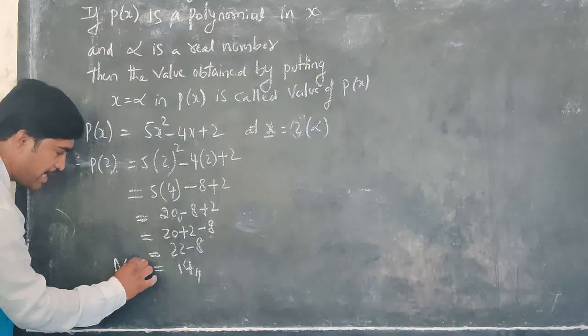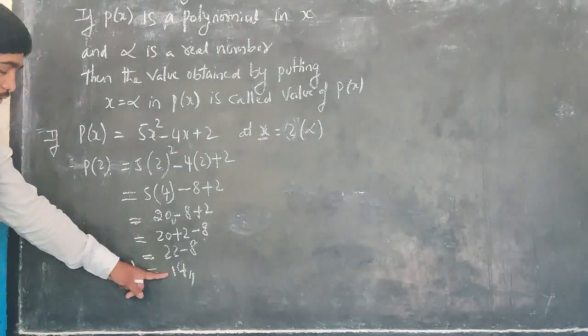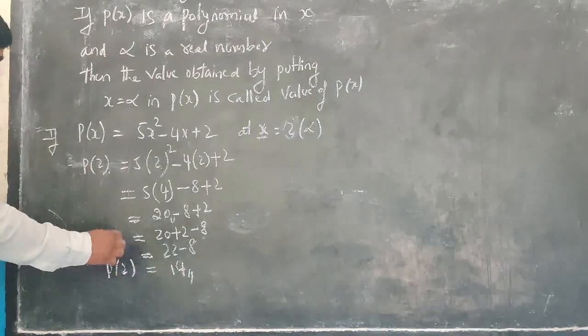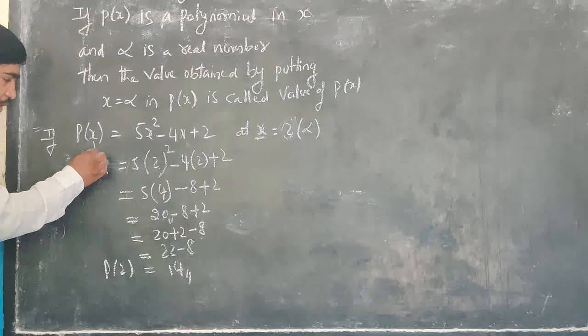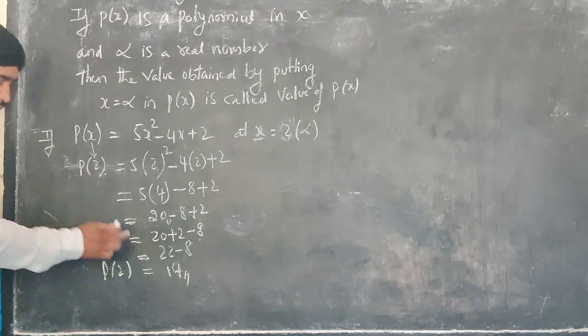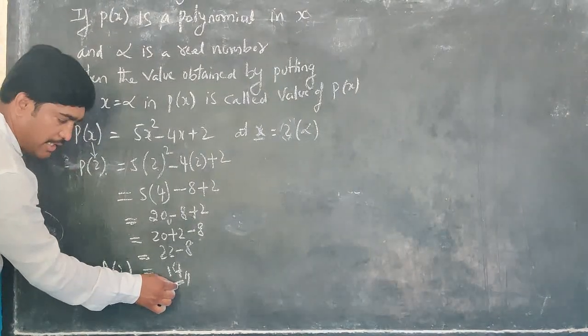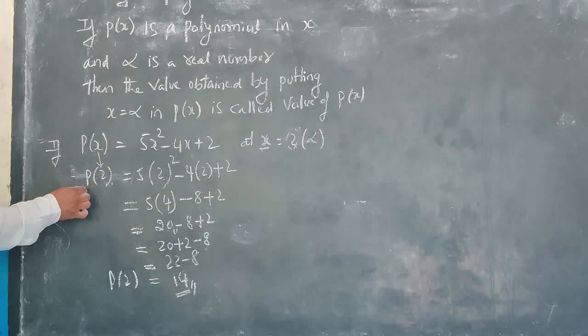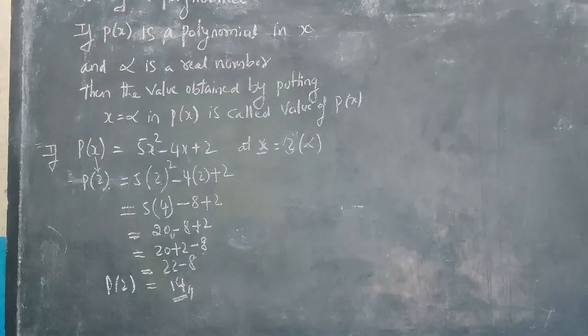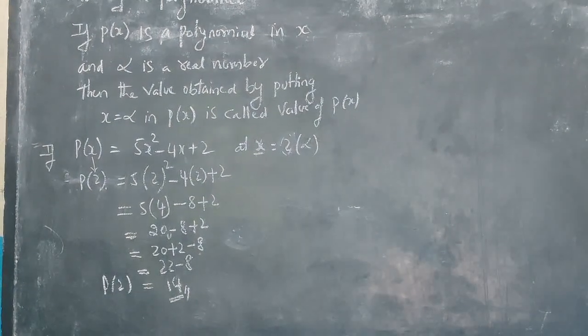Now where do we obtain this 14? After substituting a real number 2 in the place of x. Now this 14 is called the value of the polynomial. Just make a note of that one.